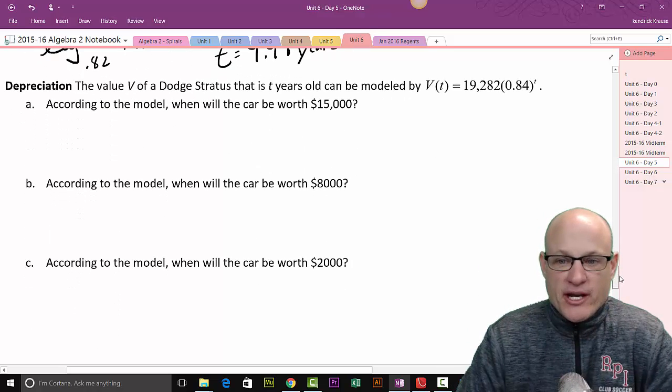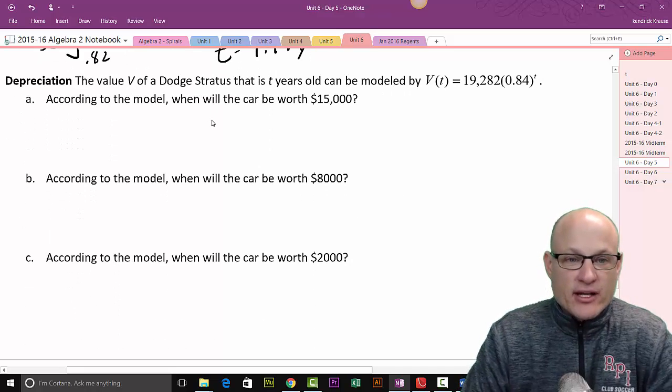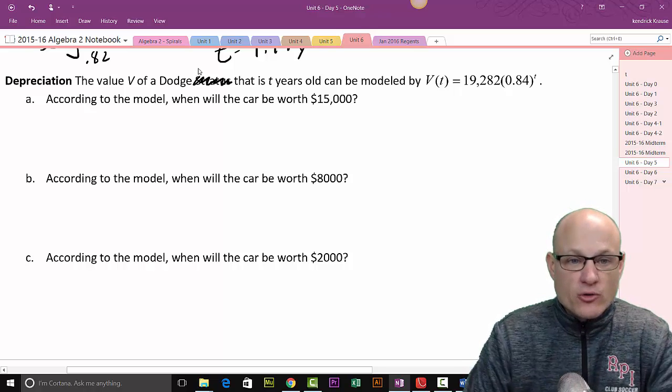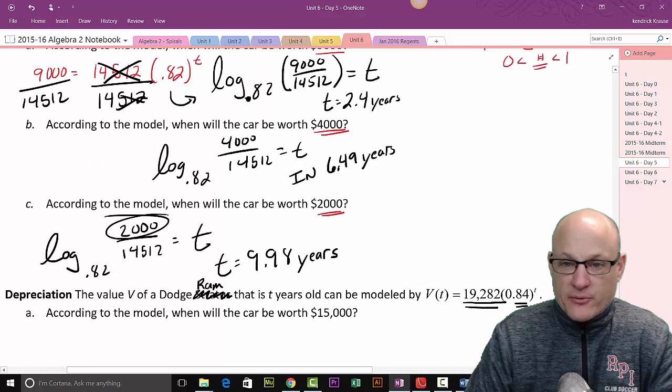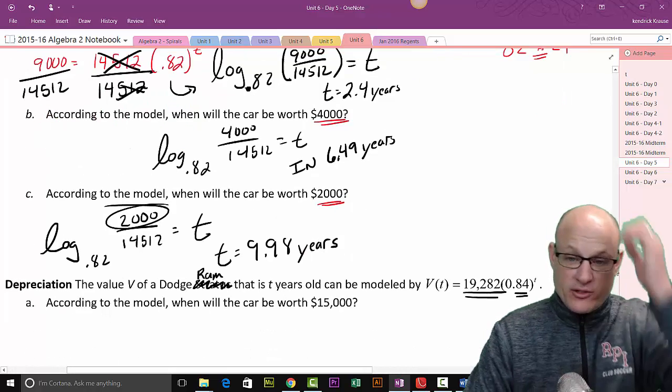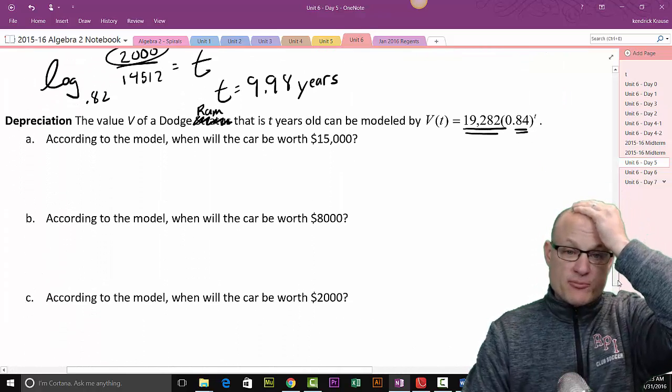So again, we got another depreciating vehicle. In this case, it's the Dodge Stratus. Again, a vehicle that does not exist. So we'll call this the Dodge Ram. Of course, there's no Dodge Ram that is worth $19,282 to begin with. But we are depreciating in value. Now, which one depreciates faster, 0.84 or 0.82? In this case, the 0.84 will hold its value a little bit longer. This one is only worth 82% of what it used to be the year before. Now this one is worth 84% of what it used to be. So that'll tell you which one depreciates faster.